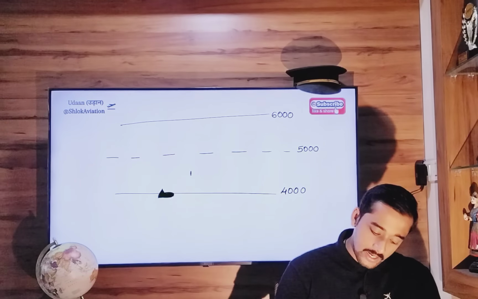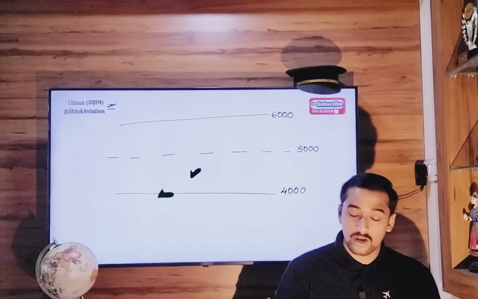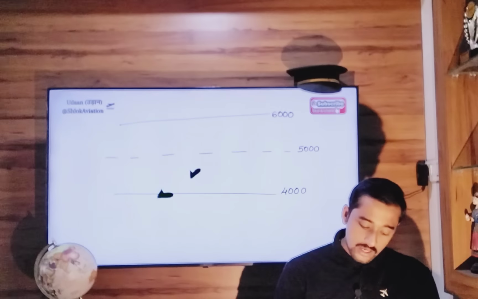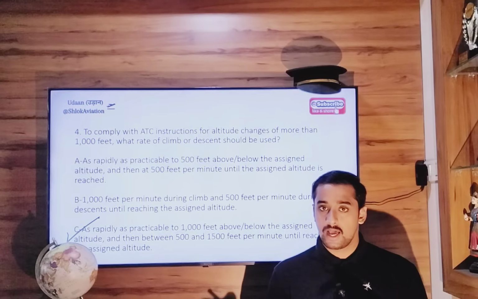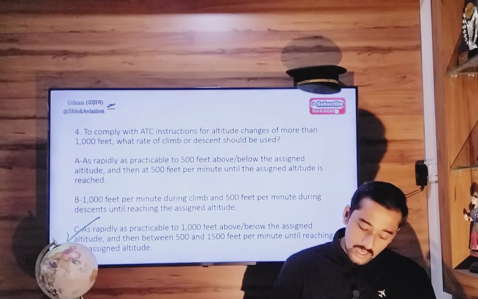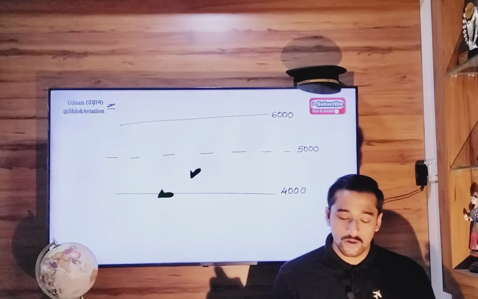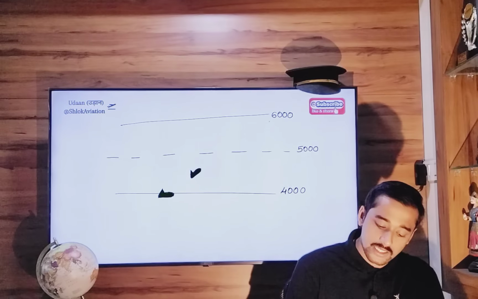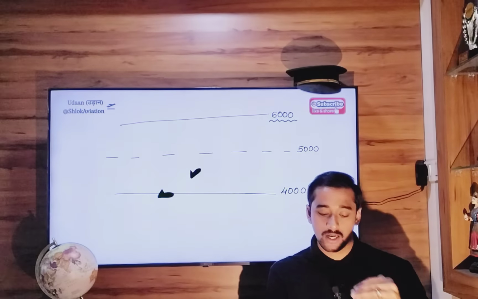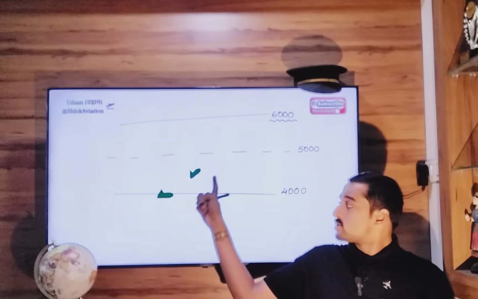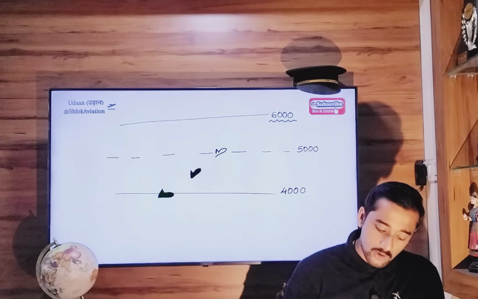Now as you climb to that altitude, what rate of climb should you maintain, or what rate of climb should you fly? Okay, so the regulation says as rapidly as practicable, as fast as possible, up to 1000 feet above or below the assigned altitude. Now, what is the assigned altitude to you? ATC has assigned you an altitude of 6000 feet. Now, 1000 feet below that 6000 feet is 5000 feet. So from 4000 to 5000, you will go as fast as possible.